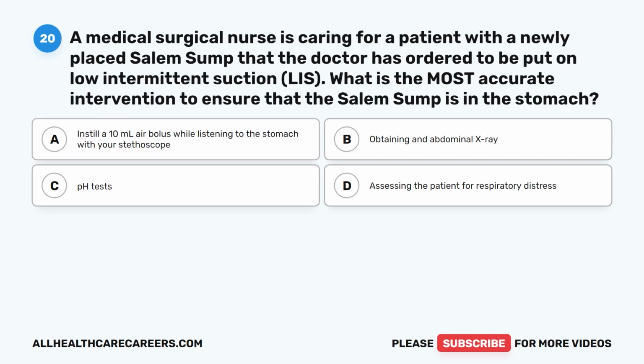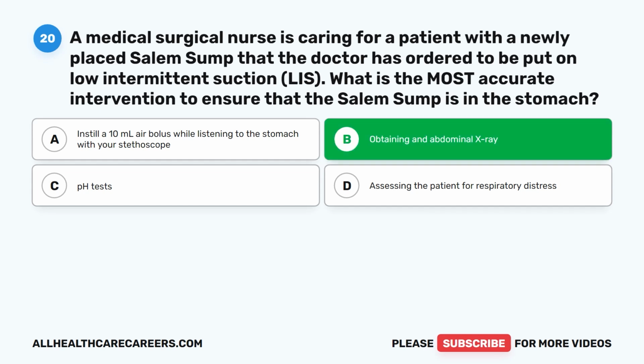Question 20. A medical surgical nurse is caring for a patient with a newly placed Salem Sump that the doctor has ordered to be put on low intermittent suction, LIS. What is the most accurate intervention to ensure that the Salem Sump is in the stomach? A. Instill a 10 ml air bolus while listening to the stomach with your stethoscope. B. Obtaining an abdominal X-ray. C. pH tests. D. Assessing the patient for respiratory distress.